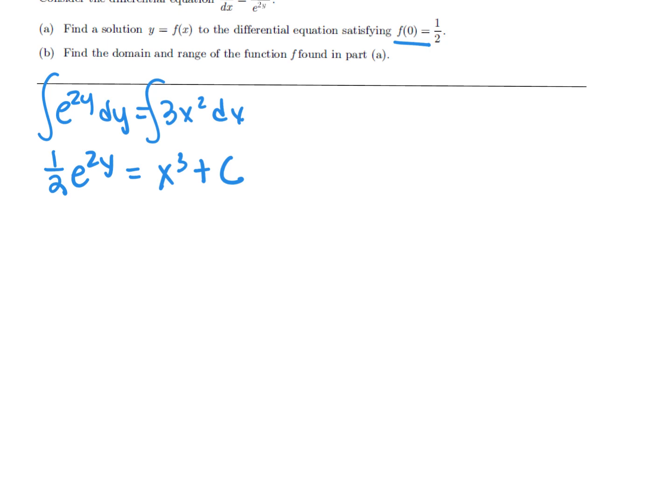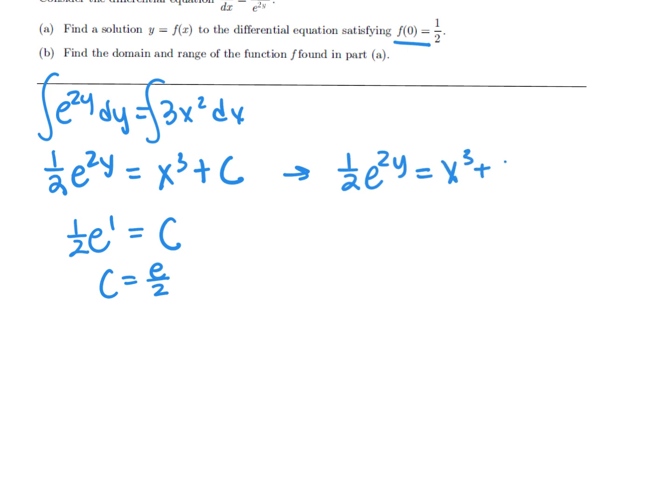So finding c first here, plug in 0 for x, 1/2 for y, and you get 1/2 e to the 1 equals c. So c is equal to e over 2. Not too shabby. So then we plug it back in. 1/2 e to the 2y equals x cubed plus e over 2.